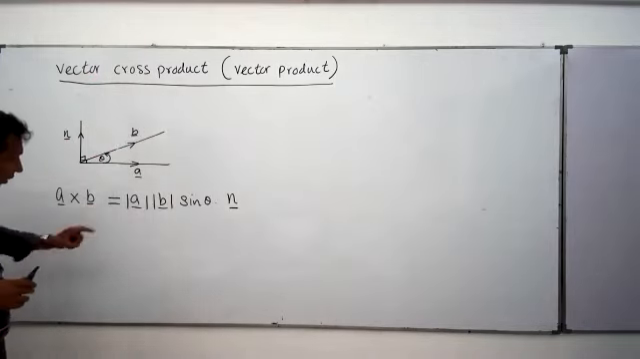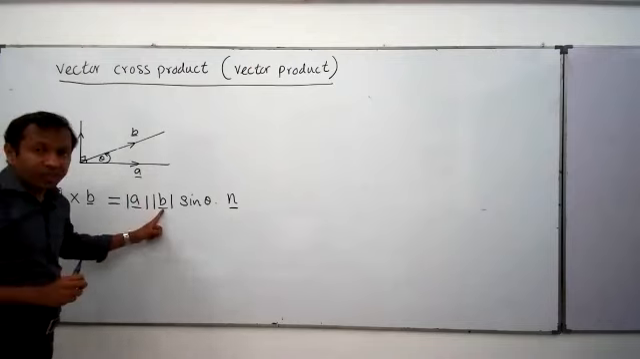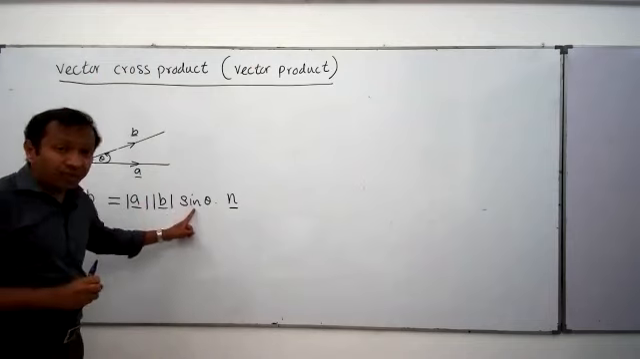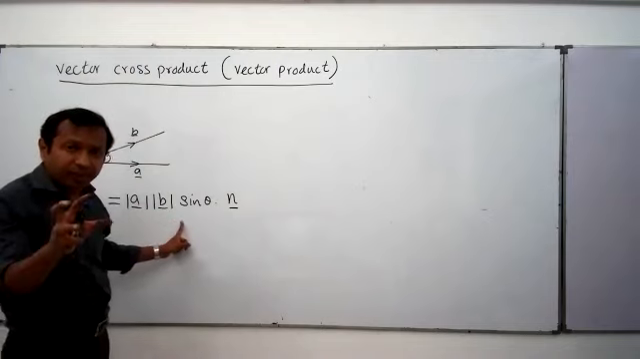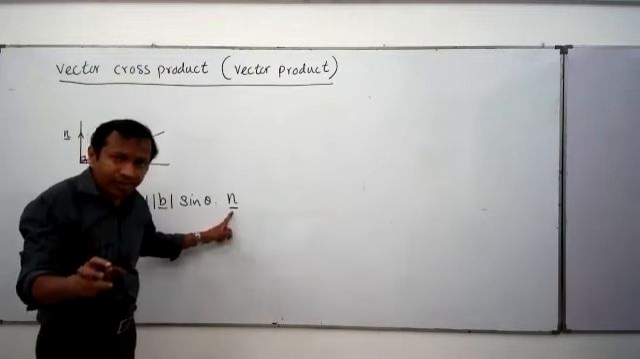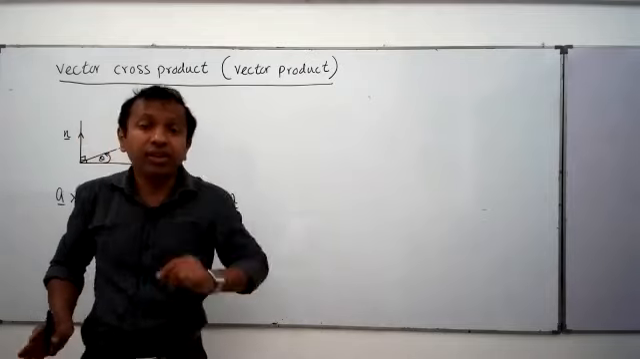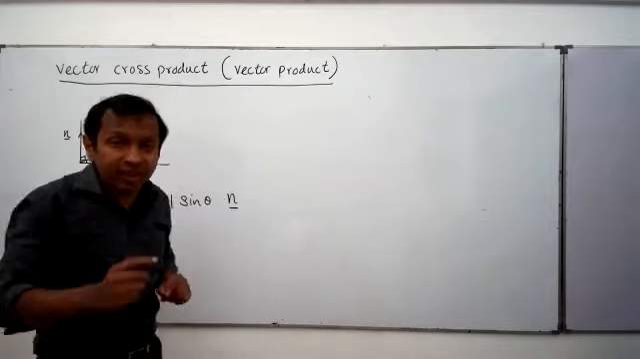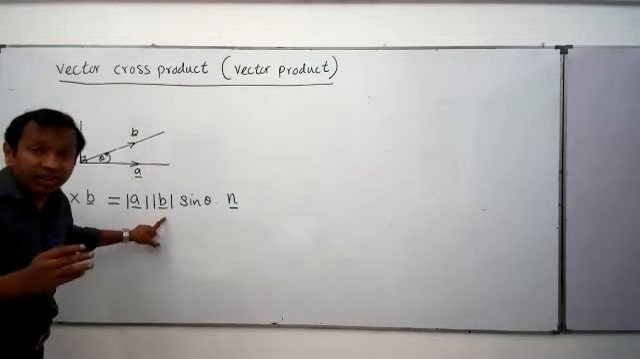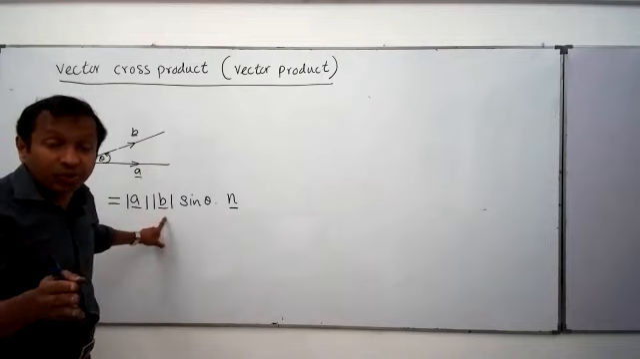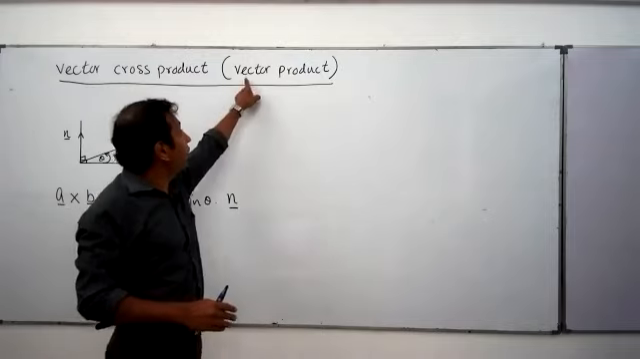Then you can see modulus of A is a real number. Modulus of B is also a real number. For sine theta, we get a real number. So finally, this three-term product is a real number. But that should be multiplied with this n unit vector. Then the right hand side result is what? A vector. So you can very clearly understand, in this case, A cross B, its answer on the right hand side is a vector. That is why, people, this is known as a vector product.